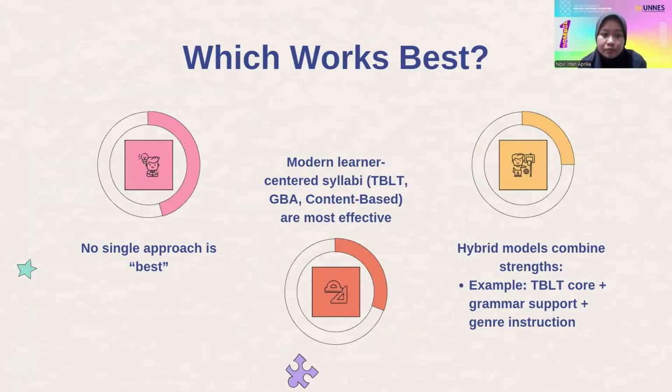Okay, next please. Which works best? We think that no single approach is best. But for more learners, syllabi like the text-based approach or GBA and CLIL are most effective in the teaching strategies. But we can use a hybrid model, which can combine examples like the task-based approach with grammatical support and explicit instructions.